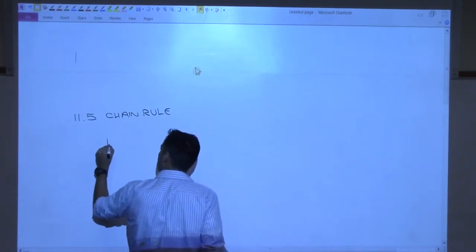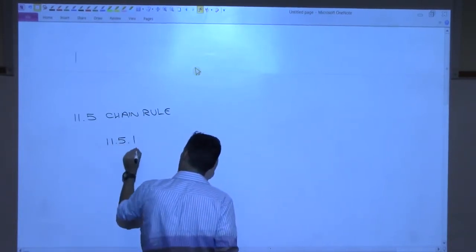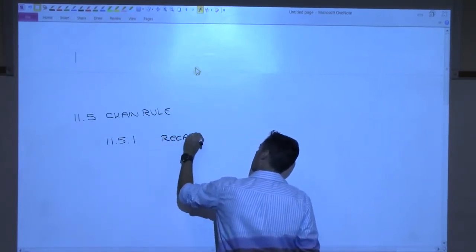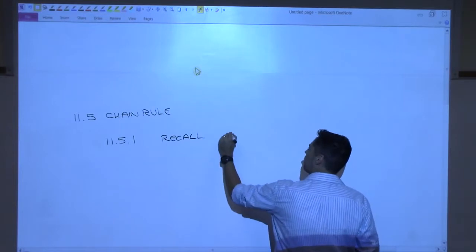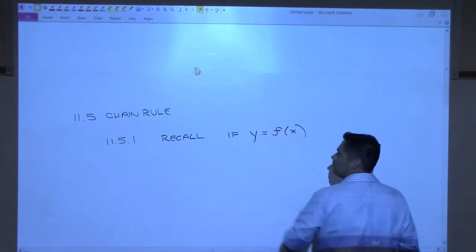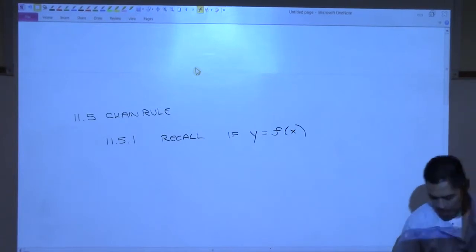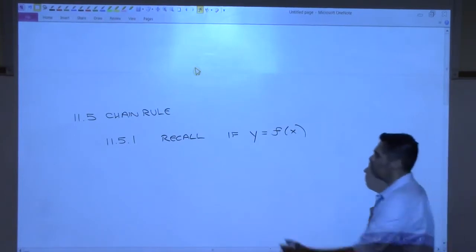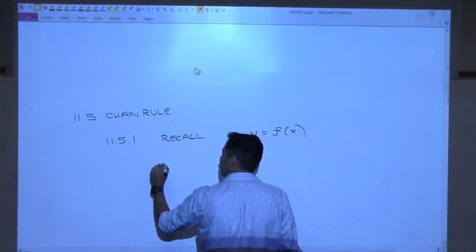So first note, 11.5.1. Recall from Calculus 1, if y is some function of x, then it makes perfect sense for us to talk about the derivative of y with respect to x, doesn't it? Yes? So we could ask for dy/dx.